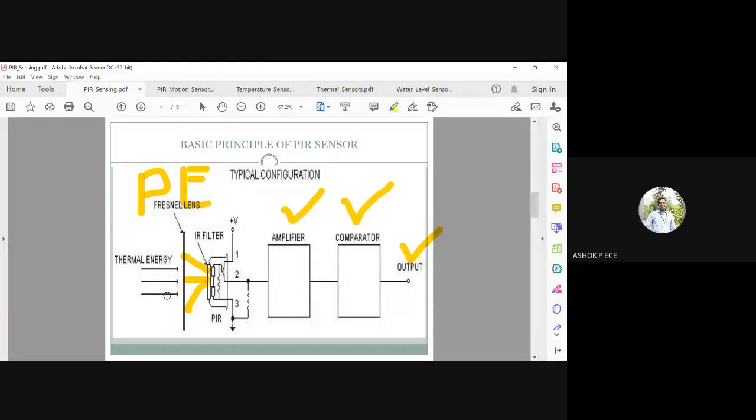Okay, a human being is coming and standing here, so he will radiate thermal energy. He will radiate heat. That heat will fall on this panel lens and get focused on the IR filter. And this PIR sensor will detect the presence of IR radiation and will produce an equivalent voltage or current to the amplifier. See, this output voltage will be very, very low.